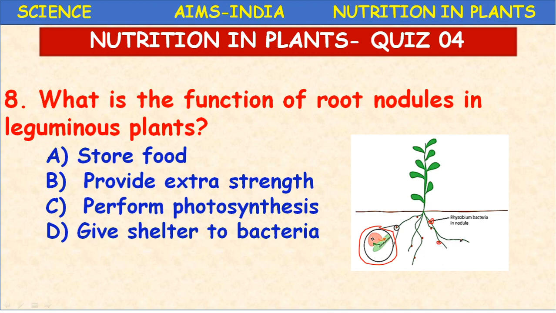So here the question is, what is the function of this nodule in leguminous plants? Okay, the main function is they give the shelter to bacteria, so that bacteria can safely be present in that nodules, and the bacteria provides nitrogen to the plant, and the plant provides shelter and some nutrients to the bacteria.